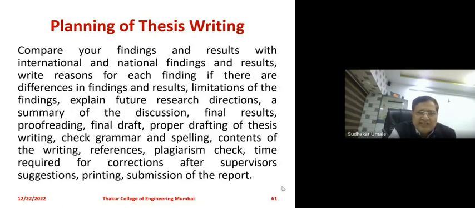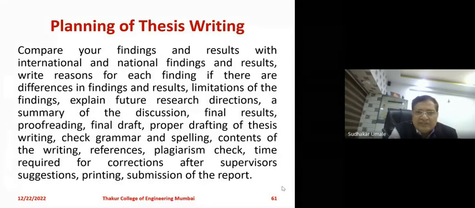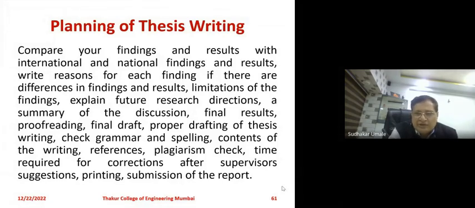So after proofreading your data, each and everything, we are calling it the final draft. And you check whether your final draft of thesis is correct or not. Then proper drafting of thesis writing. Then you have to check whether your drafting is according to your university, according to your country, according to your supervisor or not. And hence you have to arrange your proper drafting.